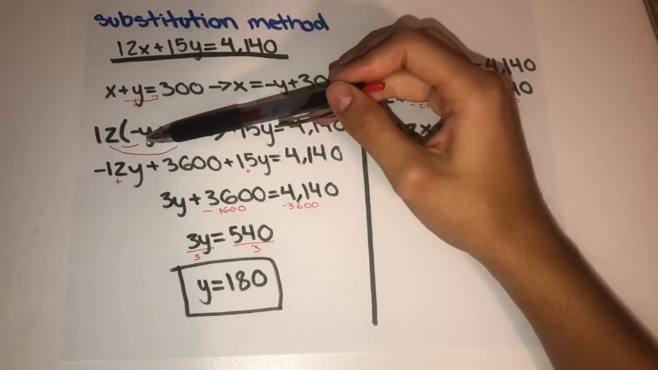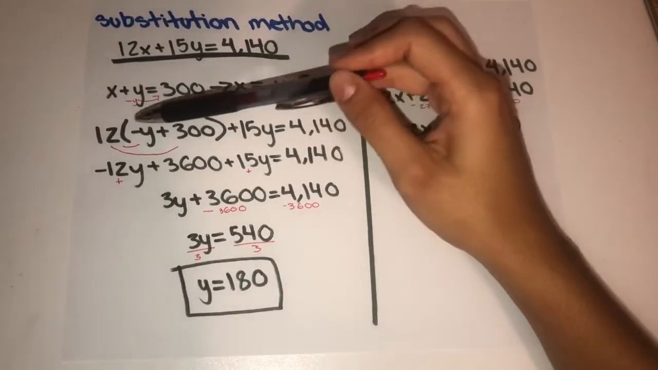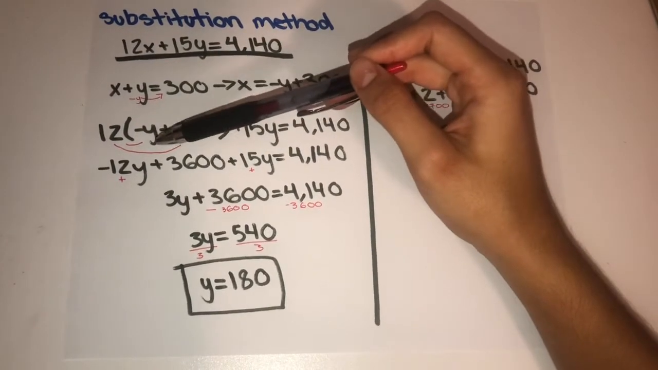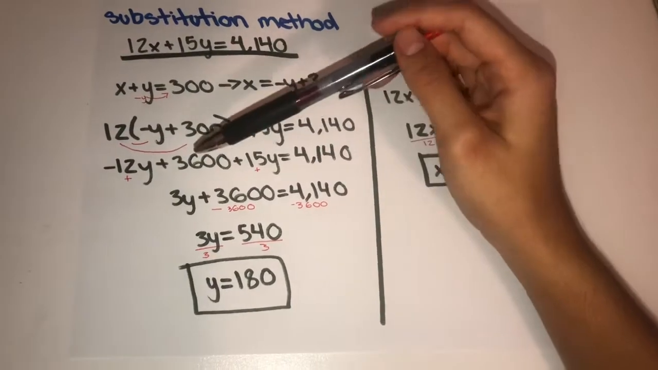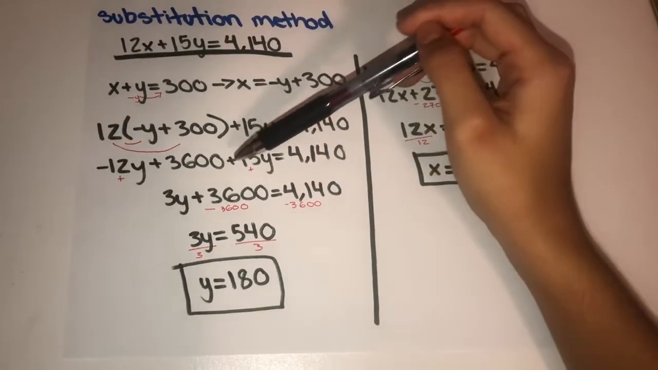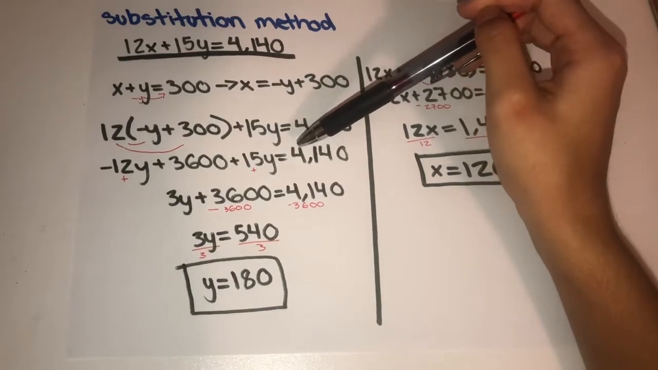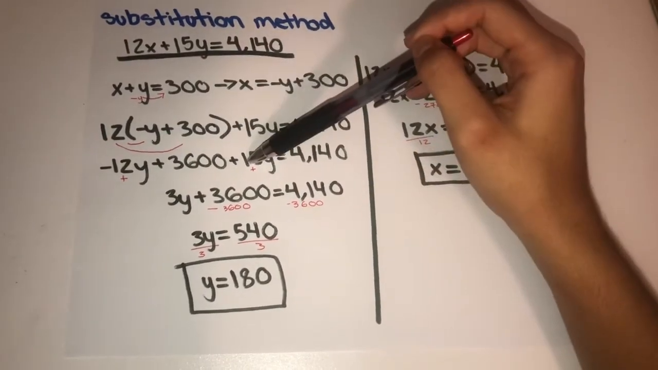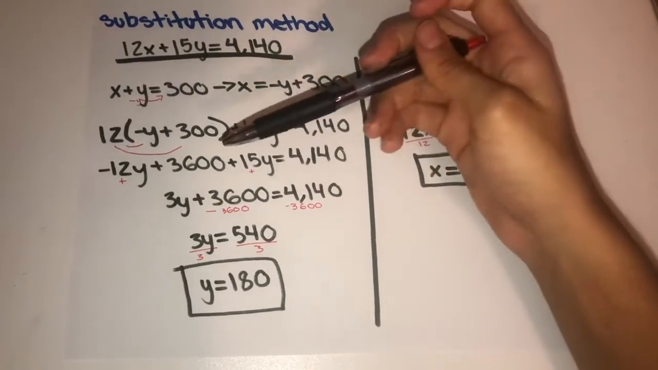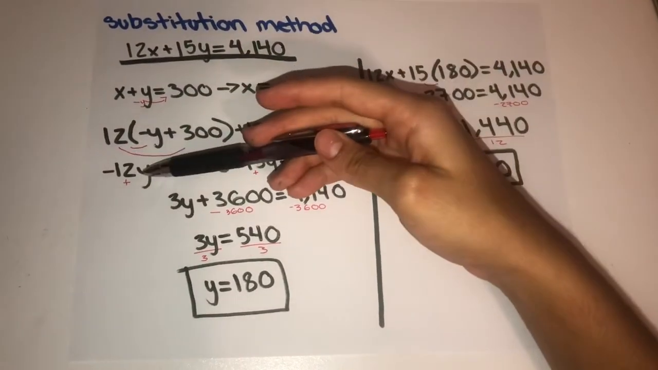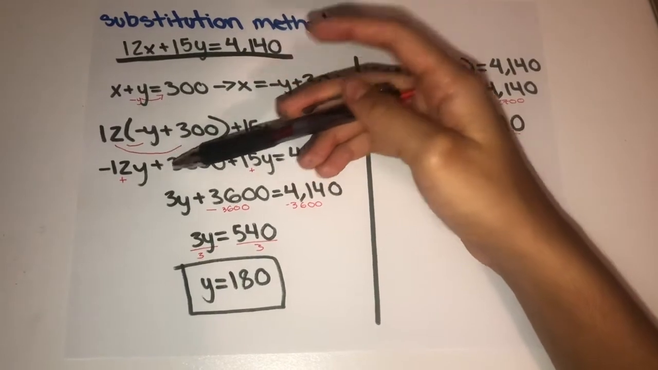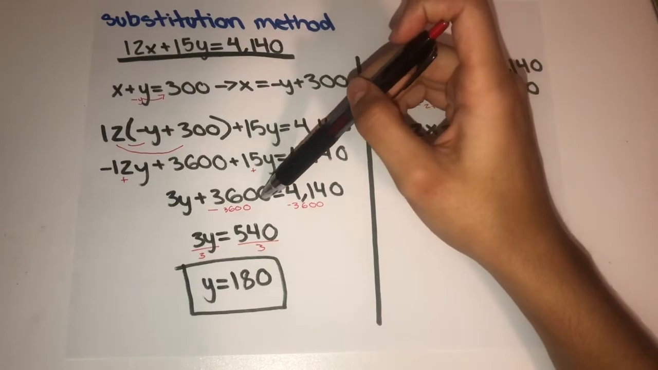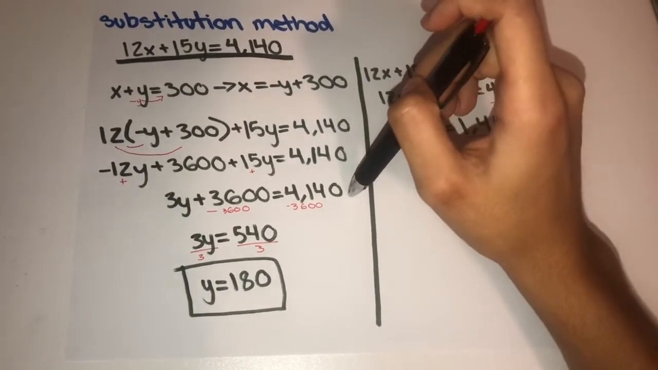When we multiply 12 by negative y and 12 times 300, we get the new equation, which is negative 12y plus 3,600 plus 15y equals 4,140. Now, since there are two sets of y, we're going to combine them. So it would be positive 15 minus 12y, which is equal to 3y, plus the 3,600 equals 4,140.